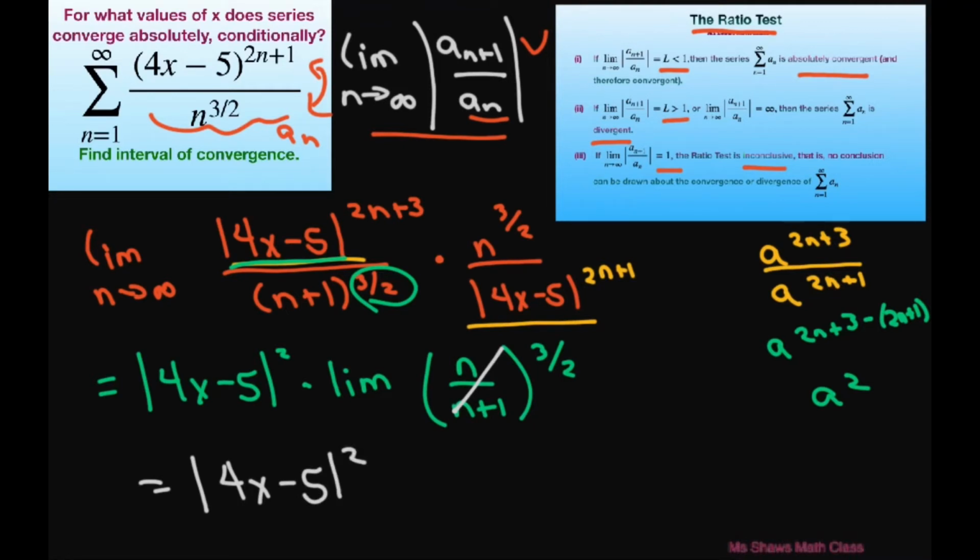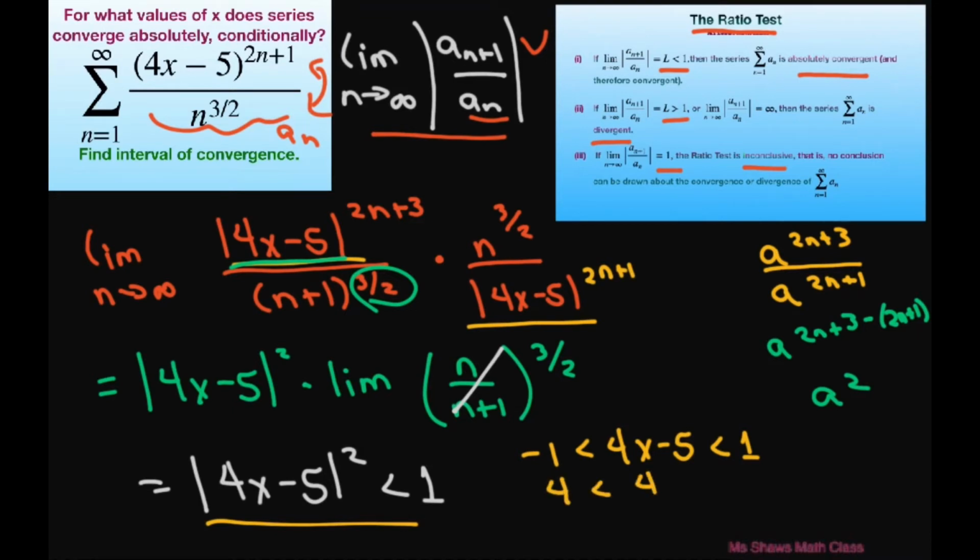So basically the series converges absolutely for the absolute value of 4x minus 5 is less than 1. And if you solve for this, this would be 4x minus 5 is less than 1 but greater than negative 1. So if you add 5 to both sides, you're going to get 4 is less than 4x is less than 6, and then divide both sides by 4. You're going to get 1 is less than x is less than 3/2. So we know that x belongs in the interval 1 to 3/2.